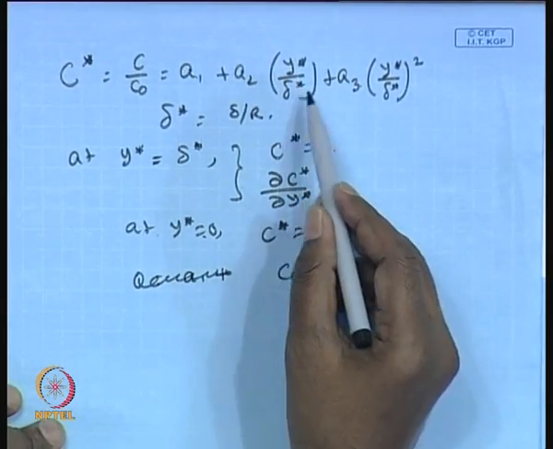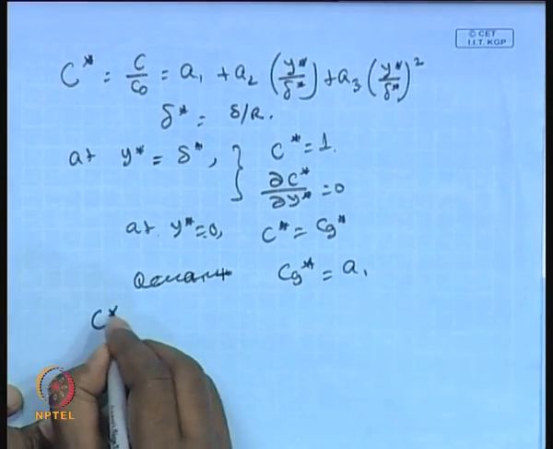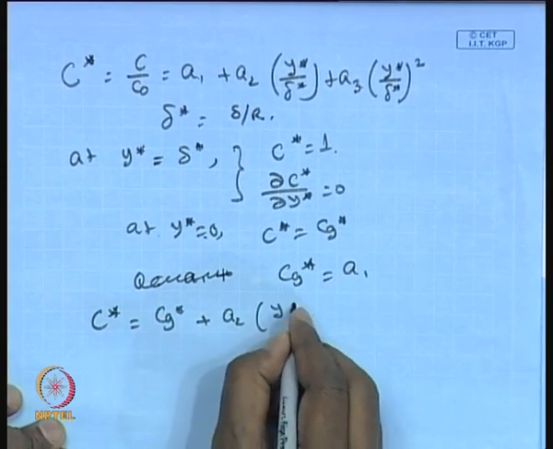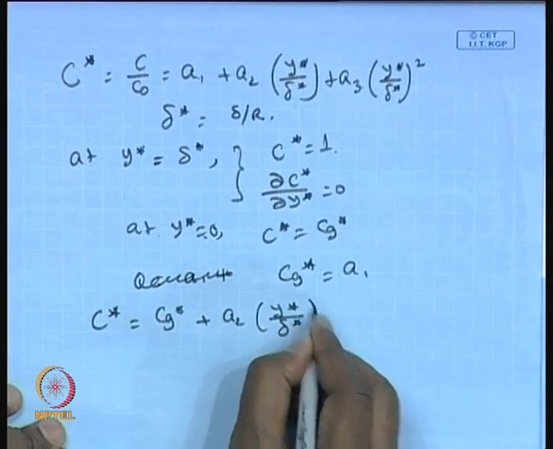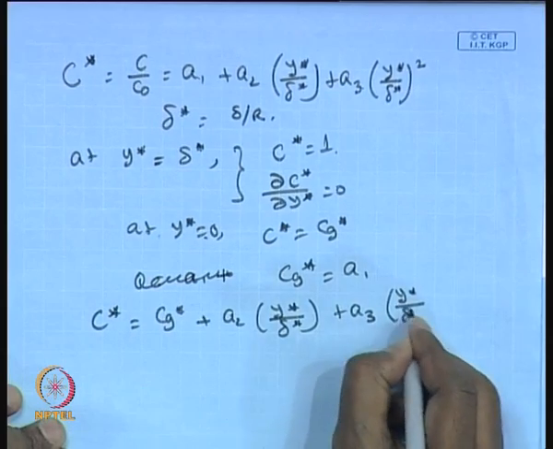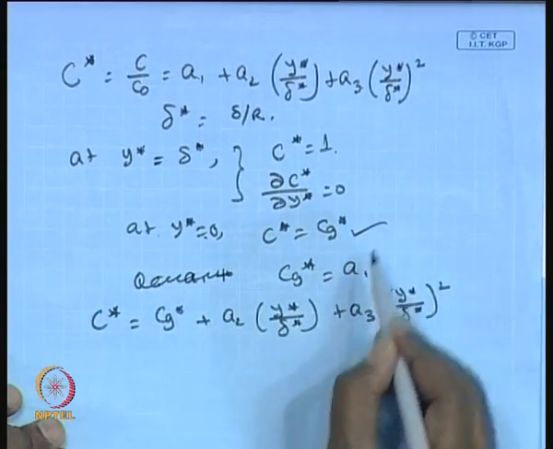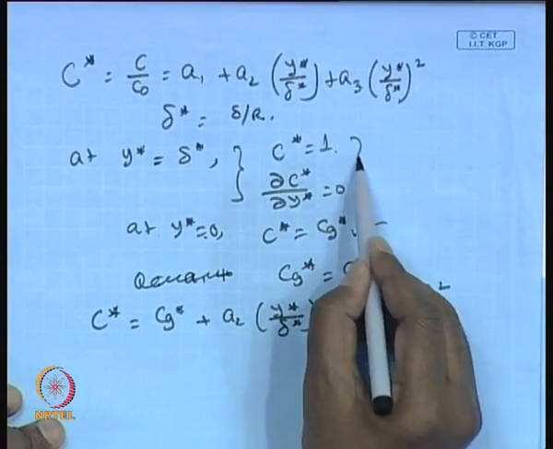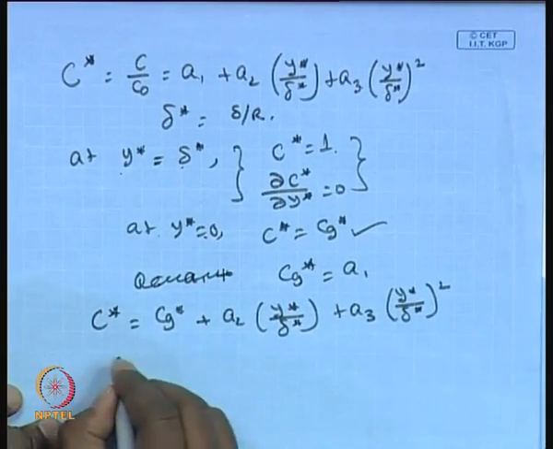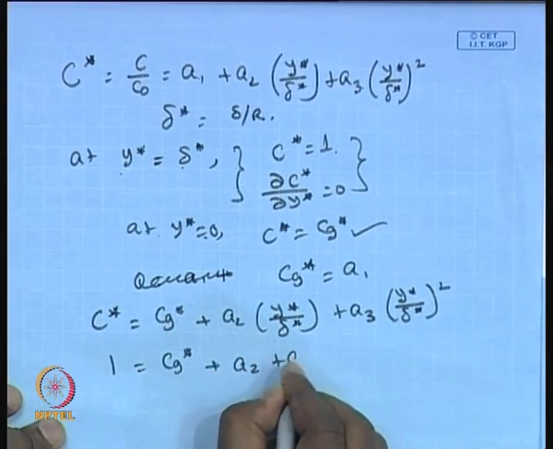The next term is equal to 0, and the third term is also equal to 0. So, C star is equal to Cg star plus A2 y star by del star plus A3 y star by del star square. Now, out of these 3 conditions, you have already utilized this condition. Now, you utilize these 2 conditions. At y star equal to delta star, C star is equal to 1. That means 1 is equal to Cg star plus A2 plus A3.